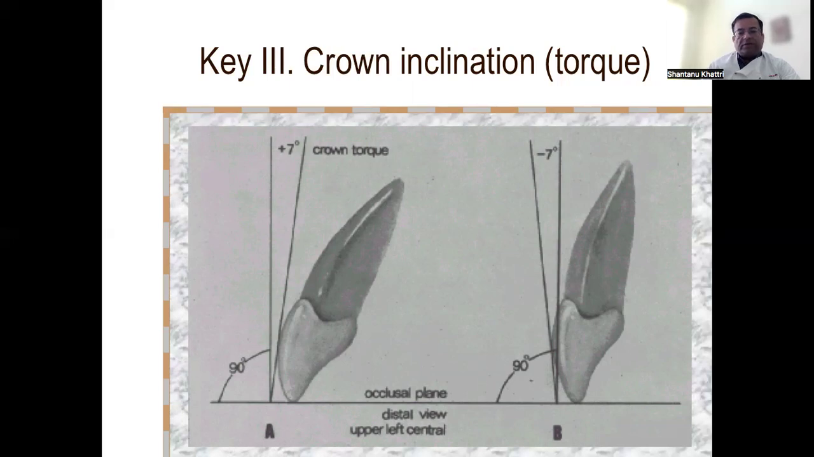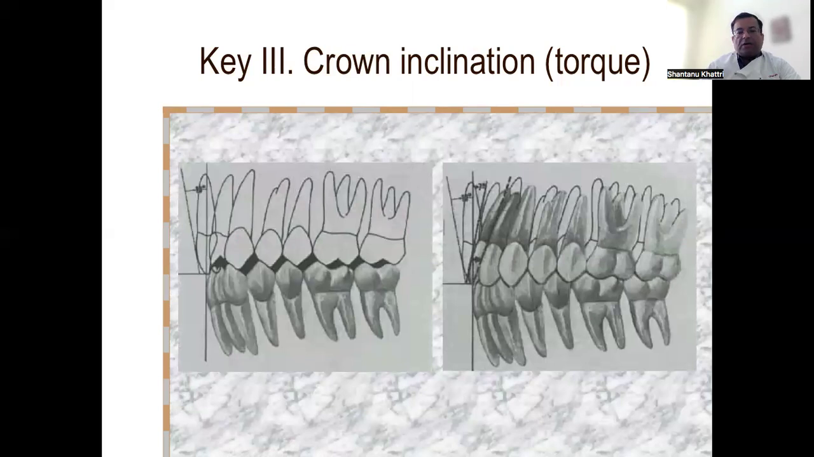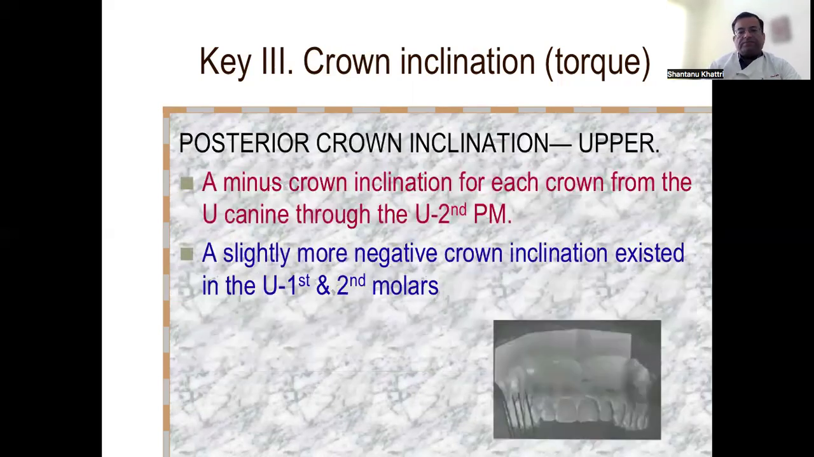Positive torque is when the root is going on the palatal side, and negative torque is when the root is coming on the labial side. So this is how the torque is expressed.